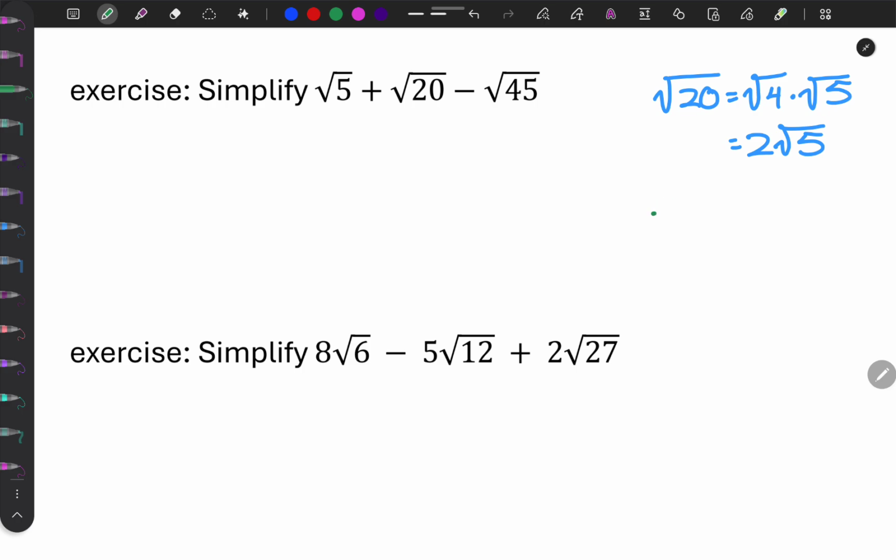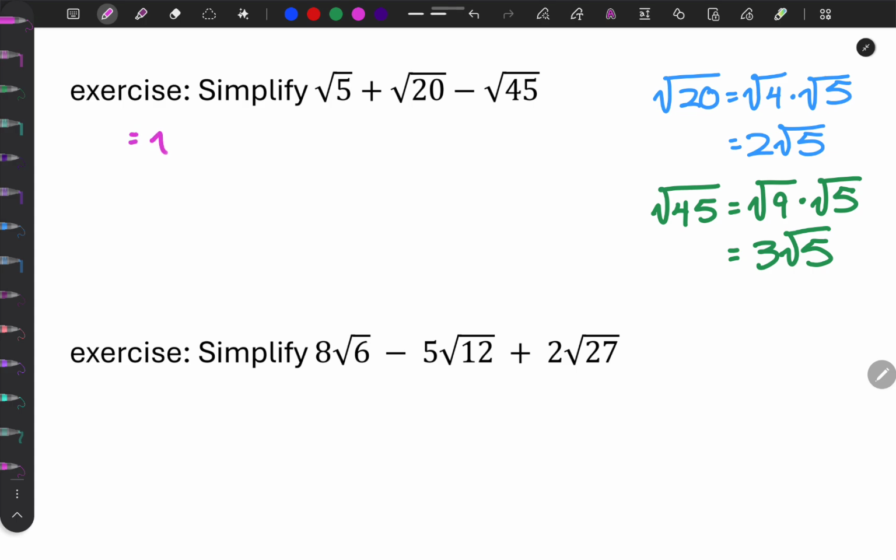Let's do something for the root 45 as well. Find two numbers that multiply to 45, like 9 times 5. So this is the square root of 9 times the square root of 5, or 3 root 5. Now we actually have 2 more radical terms that have a root 5 in them, so let's rewrite.